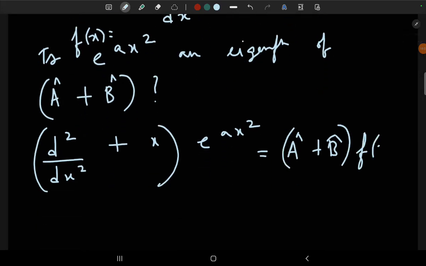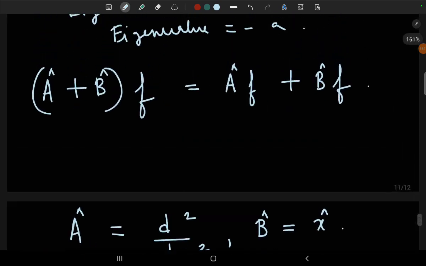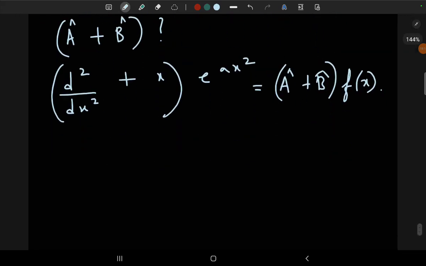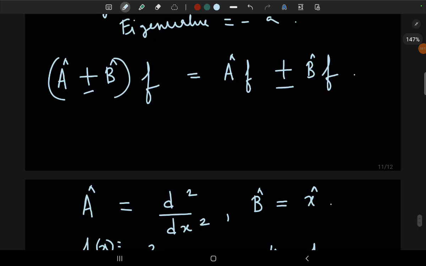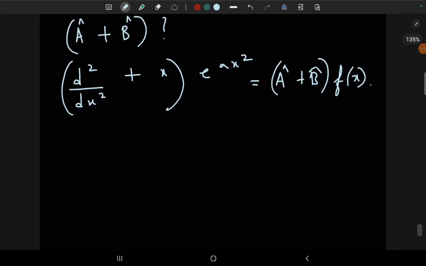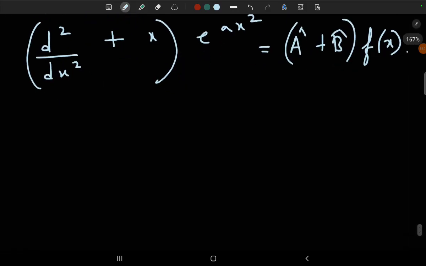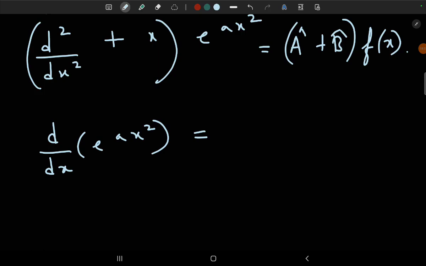In fact, this is also true for a negative sign. Forgot to mention that (a plus minus b) on f is actually af plus minus bf. So d/dx on e to the power ax², what is this? This is actually 2ax e to the power ax².